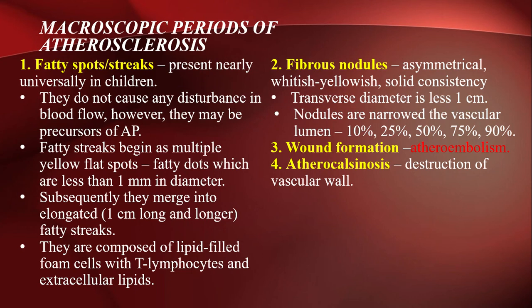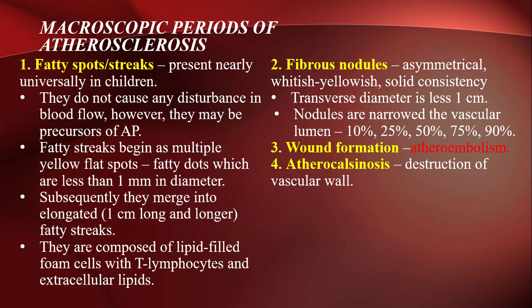atherosclerosis. Fatty streaks begin as multiple yellow flat spots, fatty dots, which are less than 1 mm in diameter. Subsequently, they merge into elongated fatty streaks 1 cm long and longer. They are composed of lipid-filled foam cells or the xanthoma cells with T lymphocytes and extracellular lipids.